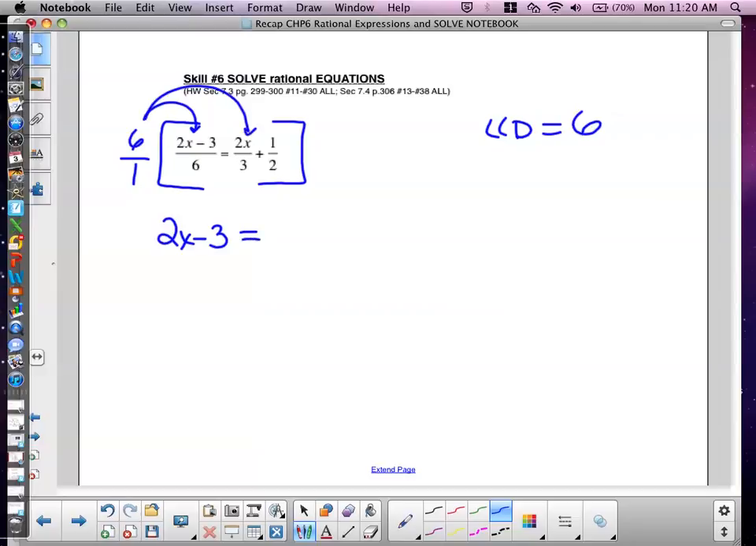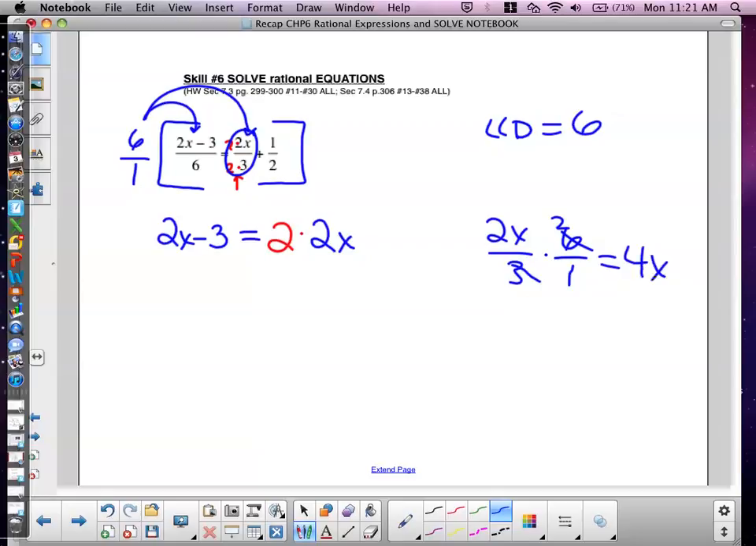6 over 1 times 2x over 3. What I would have to multiply this fraction by in order to give it a denominator of 6 would be a 2. So what would remain is a factor of 2. Thinking of it in scratch paper form, if I have the term 2x over 3 and I multiply it by 6 over 1, the end result is 4x.